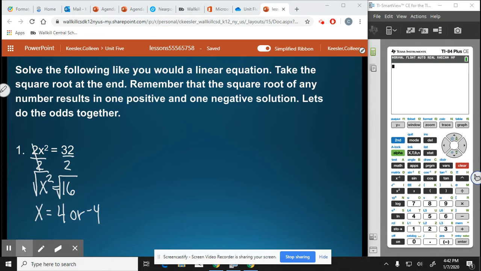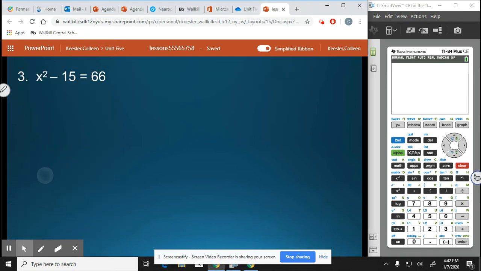That 4 is what we call the principal square root. It was what you would think of right off the top of your head. But we have to keep in mind that negative 4 times negative 4 also equals 16. So we have two answers. And typically, when we have an x squared equation, you will get two answers. Sometimes they will end up being the same, but you should always start to solve for two answers in any quadratic equation. All right, let's look at number 3.